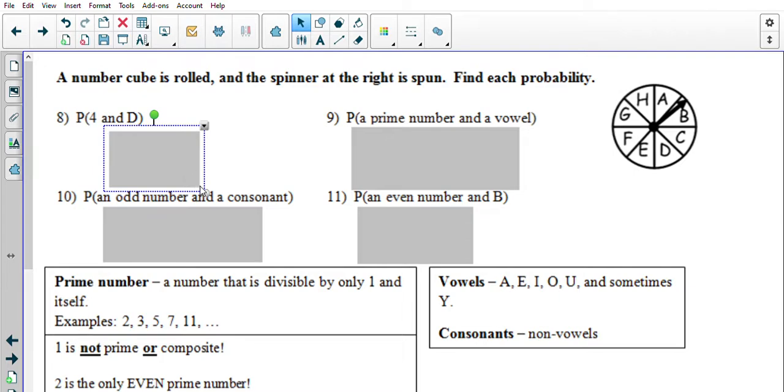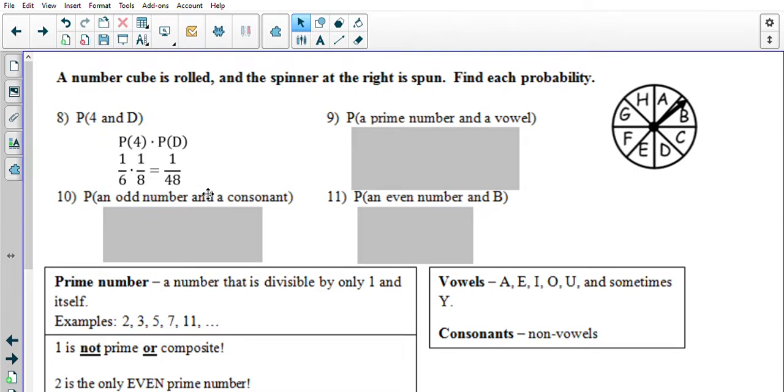So the probability of getting a 4 is 1 out of 6 since you have one 4 out of 6 on the die, or the number cube. Probability of D, well, I had one section labeled D out of 8, so that's 1/8. 1/6 times 1/8 is going to get us 1/48.